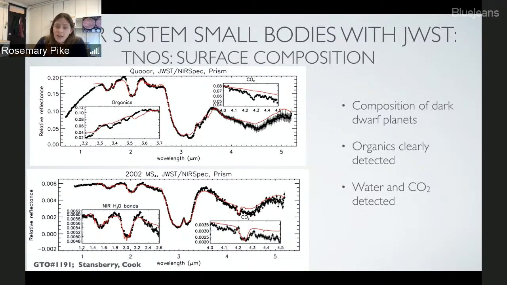And you can see, as opposed to being dominated by nitrogen and methane, we have a bunch of organic material on the surface. Organics haven't really been detected this clearly from the ground, and in particular, it's been near impossible to identify what organic materials actually are on the surface of TNOs. So the modeling of what organic materials actually make up the spectrum is all still ongoing, but organics are clearly detected, as well as water and carbon dioxide.